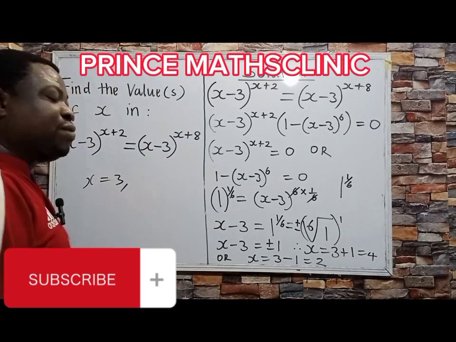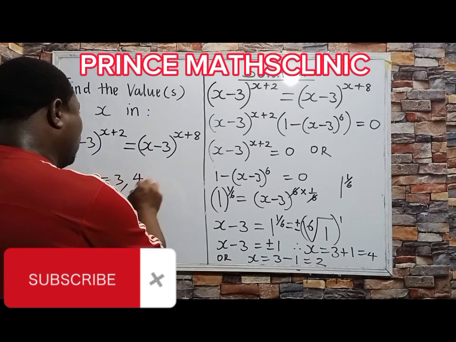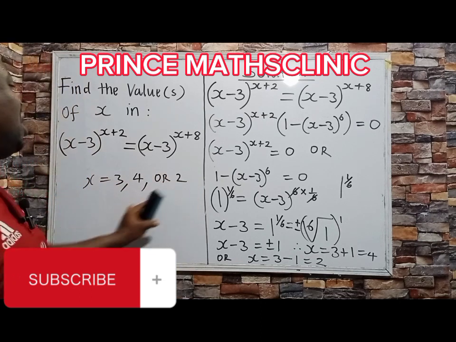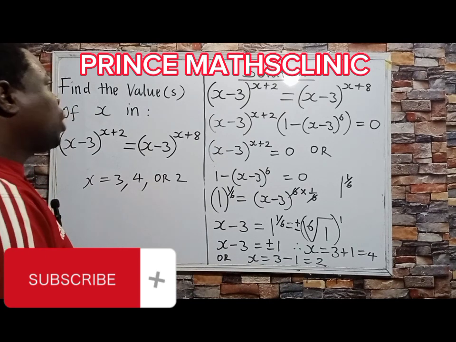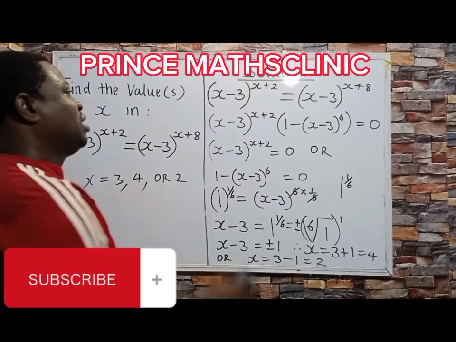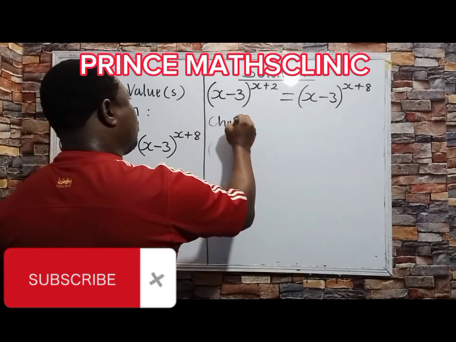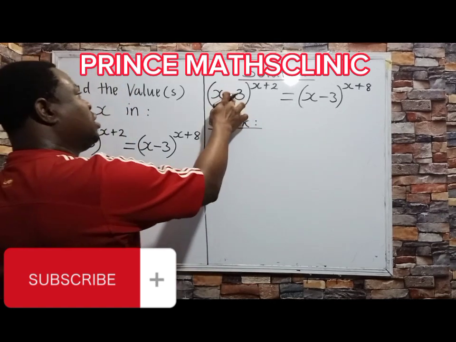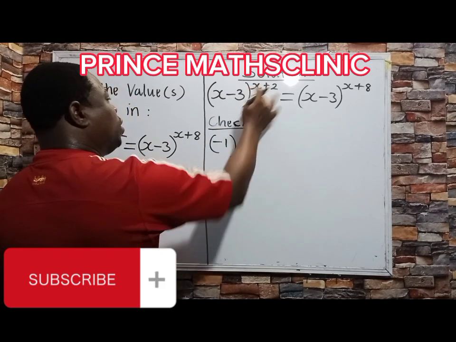So therefore, my values for x are now what? Either 3, or 4, or 2. So these are the 3 possible values for x, which we can try to insert in this equation to see if we are correct. Let us insert 2. So if we put 2 in this, 2 minus 3 becomes what? Minus 1. Then 2 plus 2 is what?